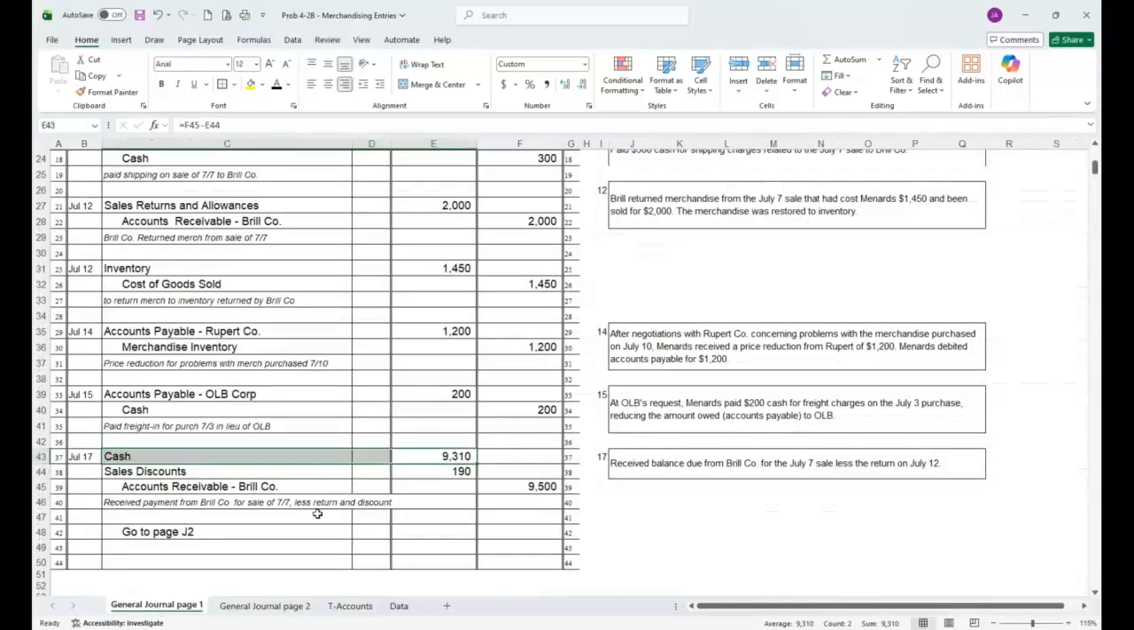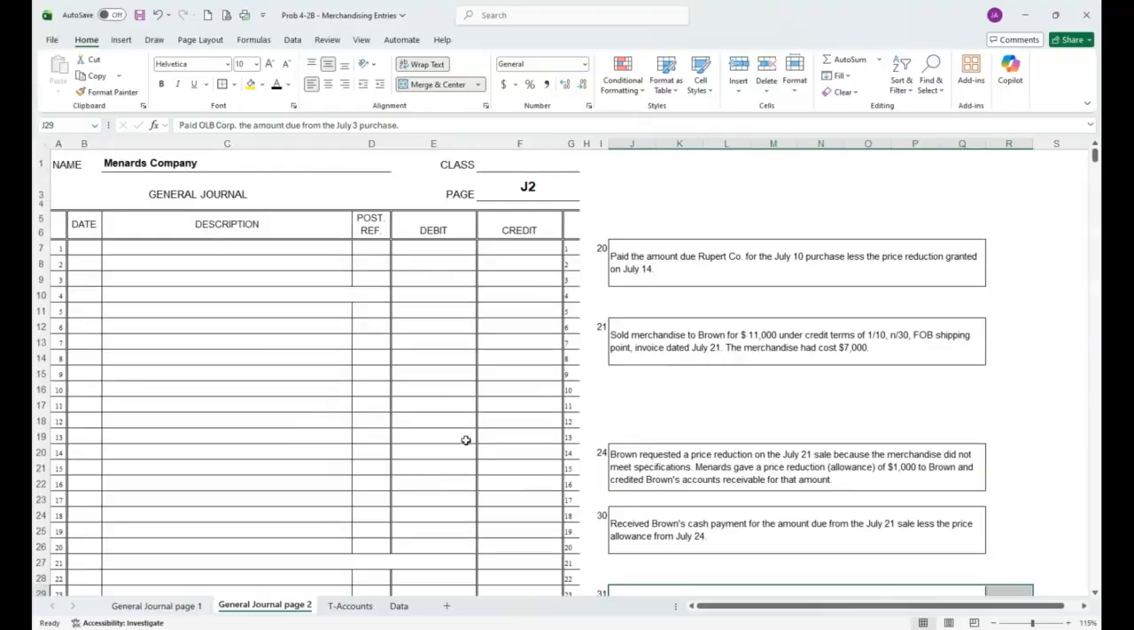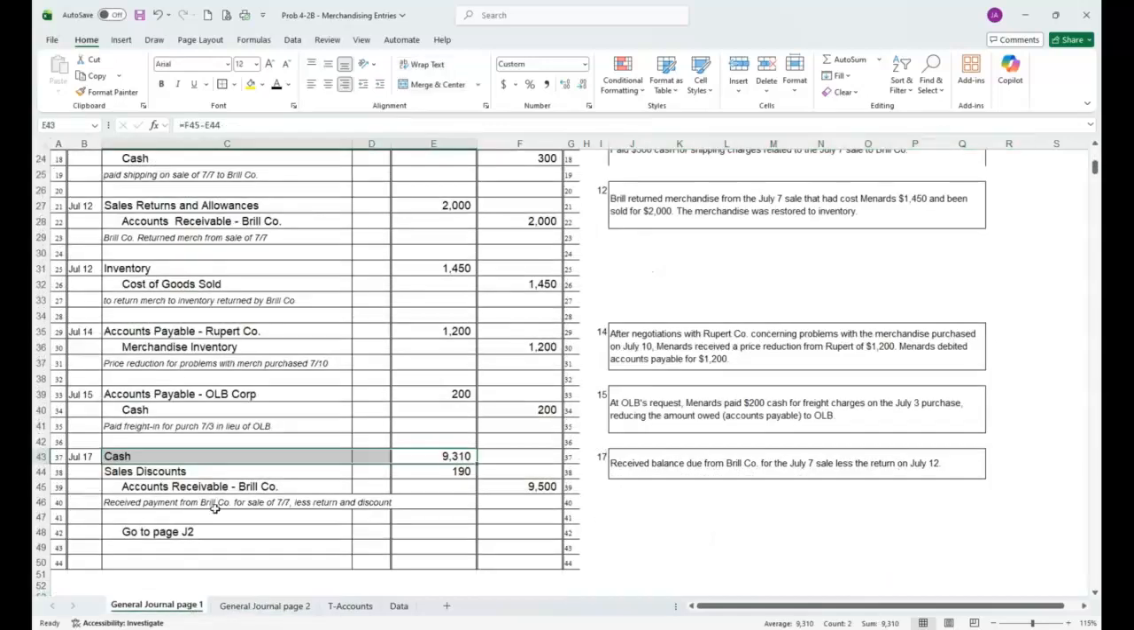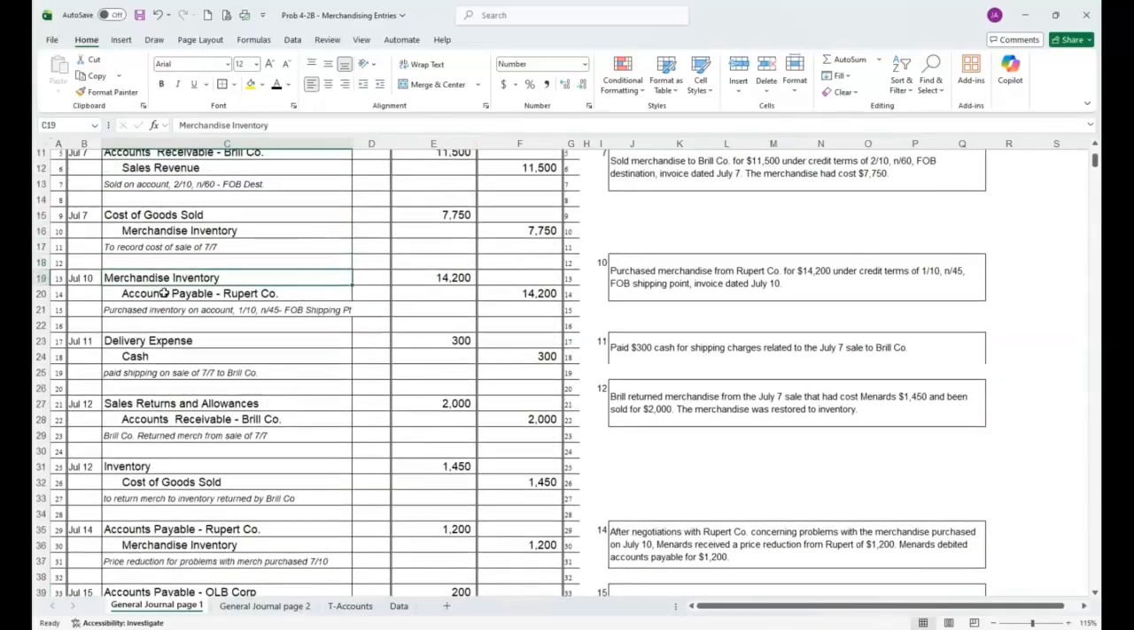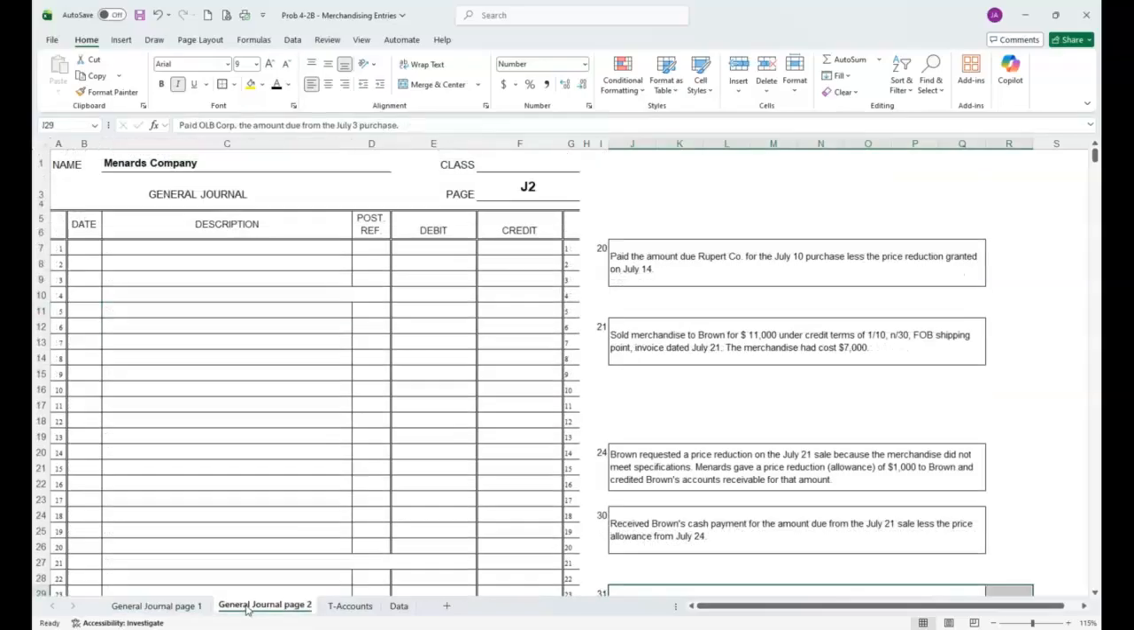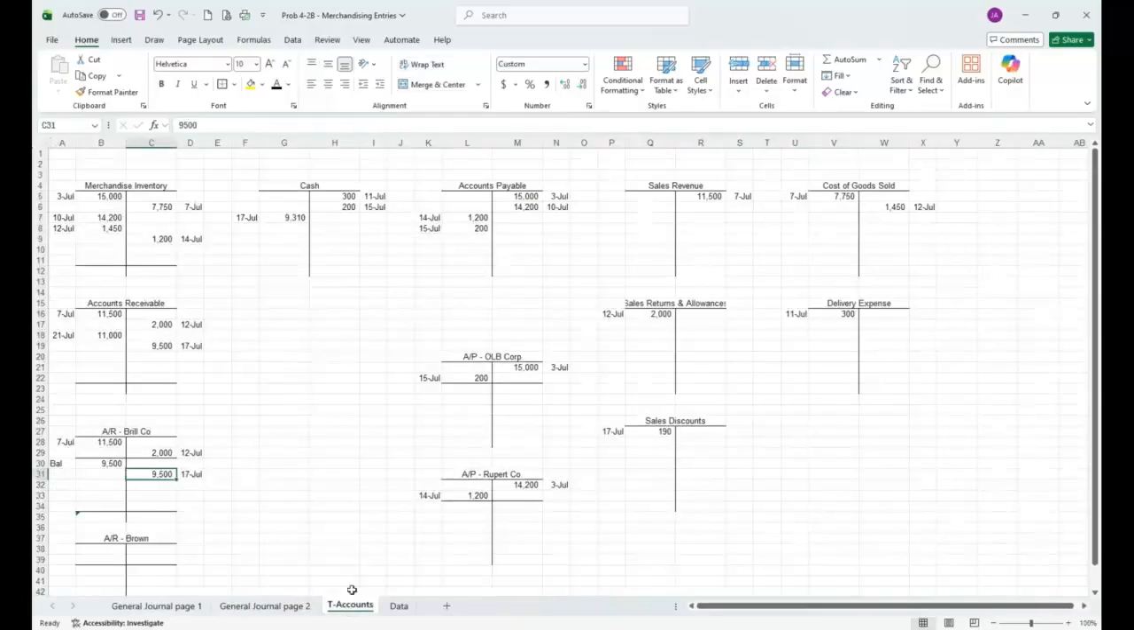Well, let's go to page 2 now. We paid the amount due Rupert for the July 10th purchase. So let's go look at the July the 10th purchase. It was 1/10, n/45 on the 10th. We're paying this on the 20th, so it's in the discount period.